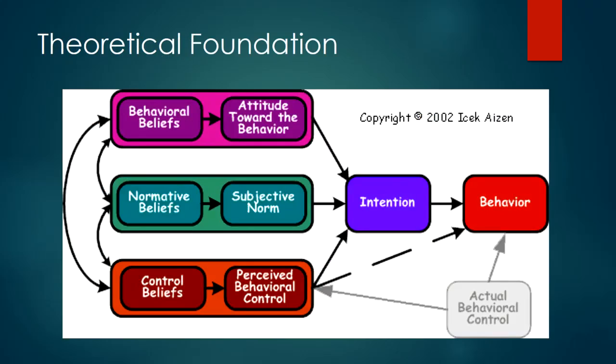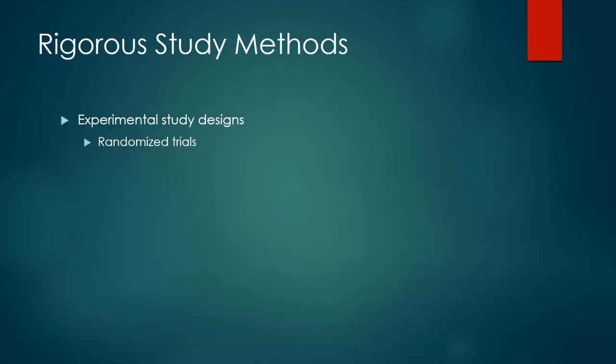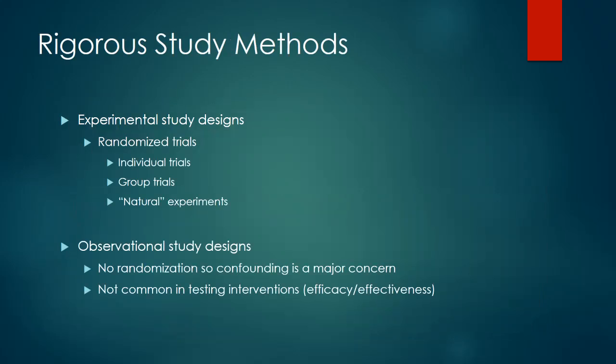So going back to our criteria for evidence-based interventions, we want a theoretical foundation. This is one example, the theory of reasoned action, but there could be any theory as long as it's a valid one that could underpin the intervention. We want to make sure the study methods were rigorous. So this typically means an experimental study design. Most often we see randomized trials in intervention research. These could be individual or group level. We might also use a natural experiment, and in some cases it would be appropriate to use an observational study, although this isn't very common, and you'd want to make certain that there was adequate control for confounding.